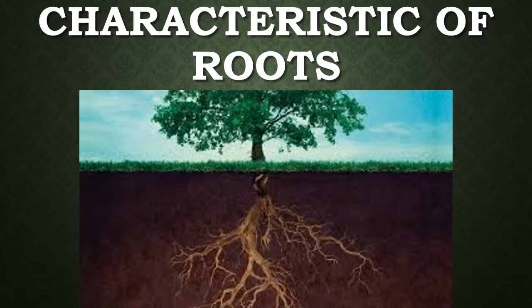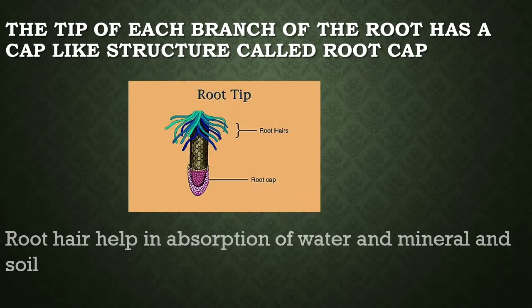Characteristics of roots. Roots grow towards soil and water and away from sunlight. They have a number of lateral branches. The tip of each branch of the root has a cap-like structure called root cap that covers the soft tissues.